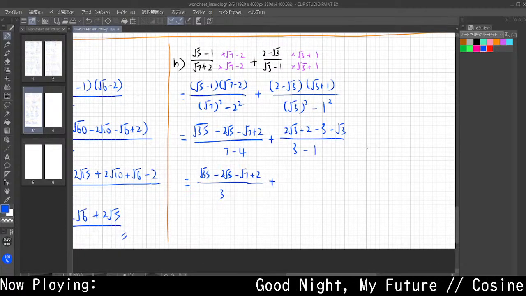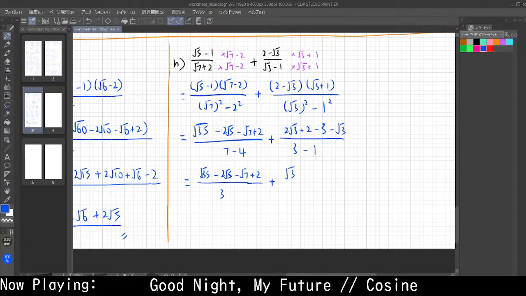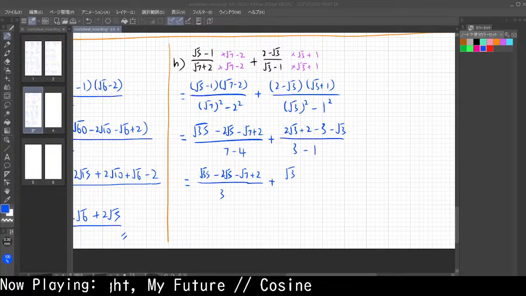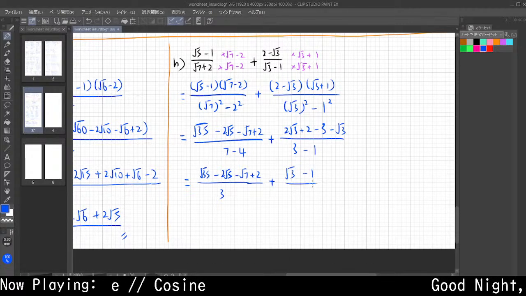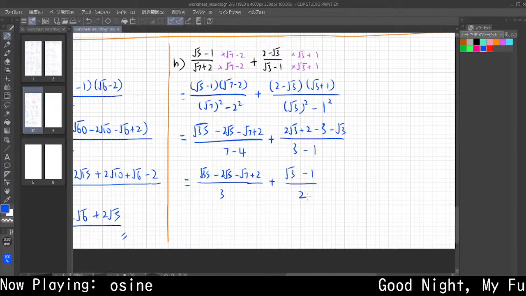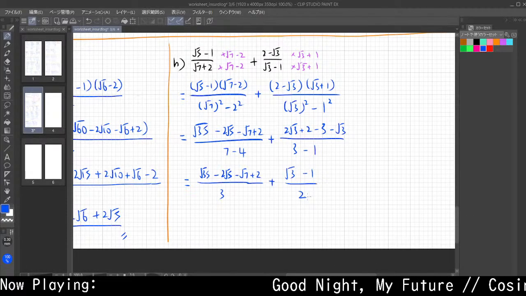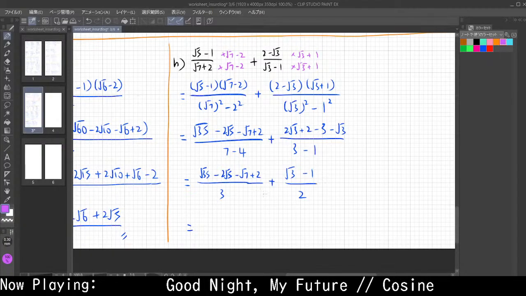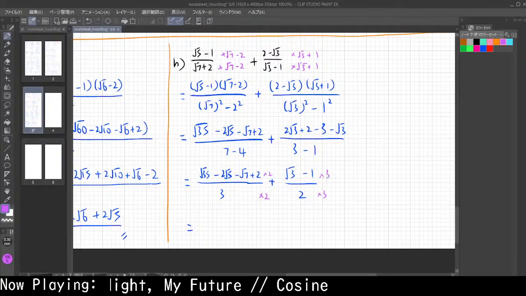Two is good. This one is 1. 2 minus 1 is 1. 2 minus 1 is 1. Minus 3 minus 1. 2 minus 1, 2. Usually you want to combine, so cross multiply. First fraction times 2 times 2, second fraction times 3 times 3.